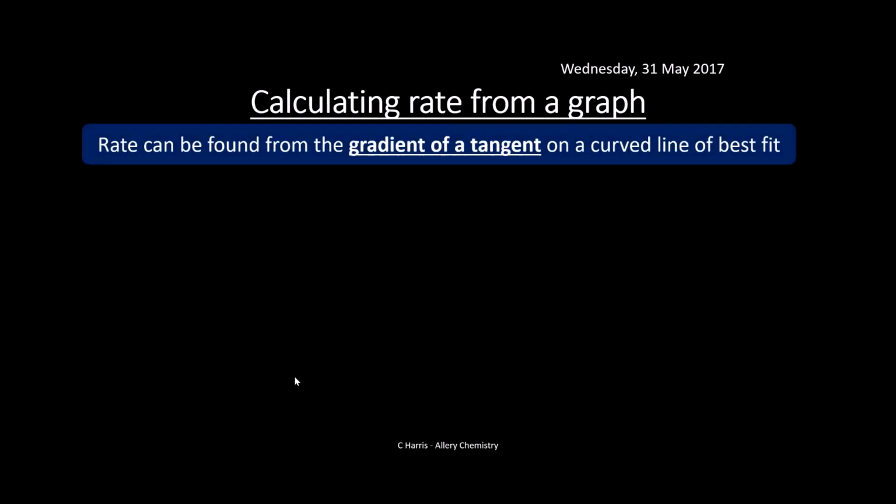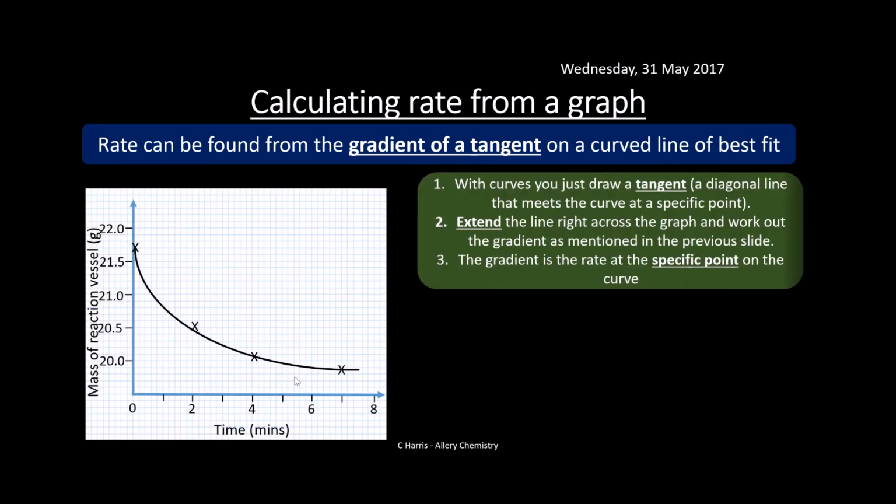Okay, sometimes though we can get a rate of reaction and we actually get a curved line of best fit instead of a straight line, and we call this a curved graph, but to work out the gradient we have to use a tangent. So you can see that we've got a curved graph here. Now this is a mass of a reaction vessel instead, and you can see the mass of this reaction vessel is declining. So all we do is you draw a tangent, and a tangent is just a diagonal line that meets a curve at a very specific point. And all we do is then extend that line right across to the edges of the graph, up to the y-axis and the x-axis.